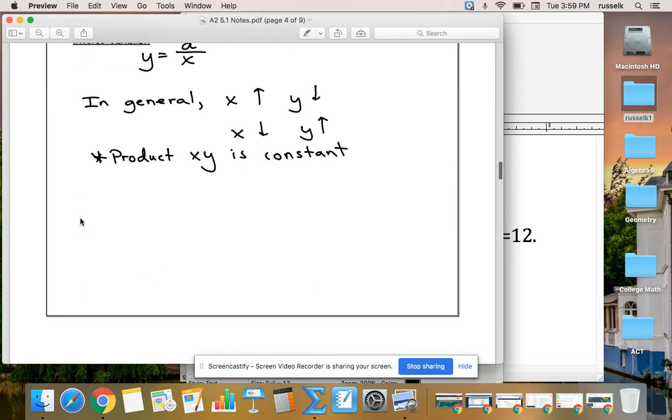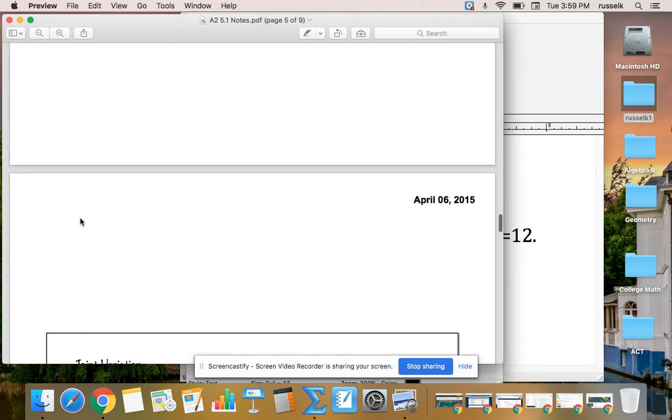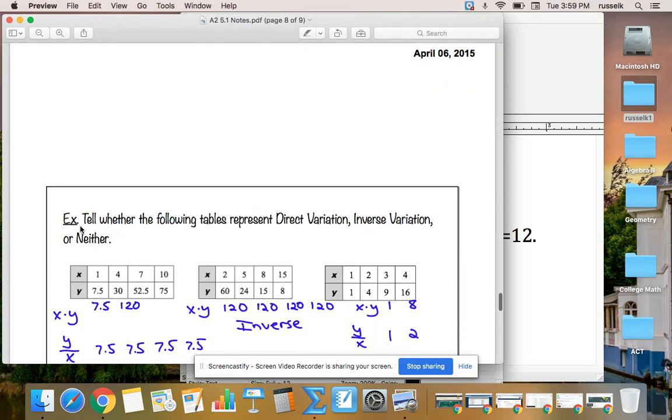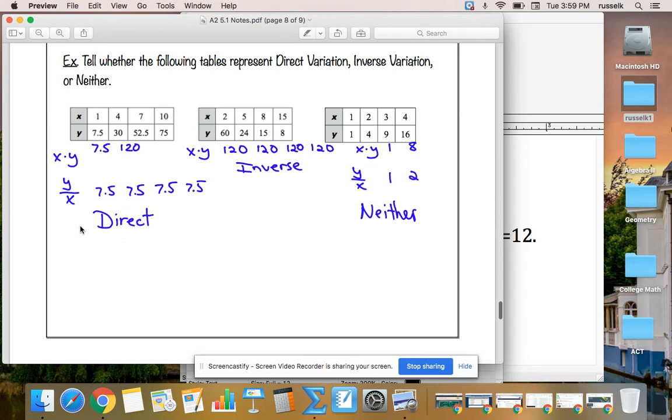Looking at those examples where I talked about the table, if they give you a table and ask you to identify, you want to look to see whether y times x gives you the same number each time, or y divided by x gives you the same number each time. If y divided by x gives you the same number, like in this first example, then it's direct variation. If y times x gives you the same number each time, then it's inverse. And if you get different numbers for both of those operations, then it's neither.